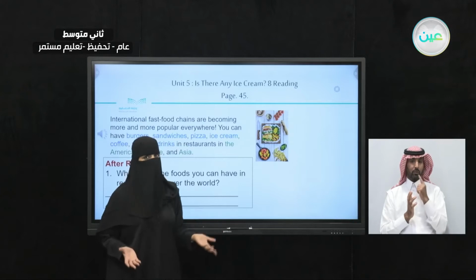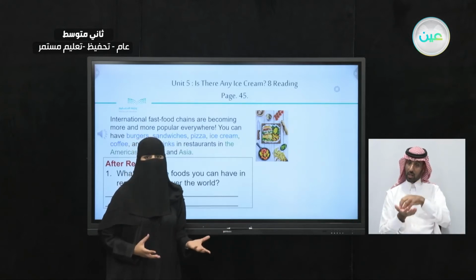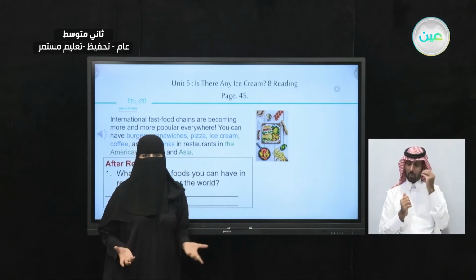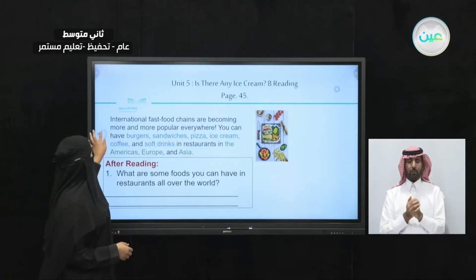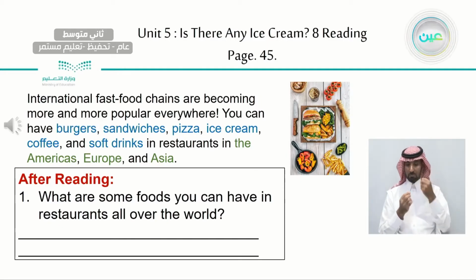You can see food, right? But is it food for a certain country? Now, let's read here and know more about international food. International fast food chains are becoming more and more popular everywhere. You can have burgers, sandwiches, pizza, ice cream, coffee, and soft drinks in restaurants in the Americas, Europe, and Asia.